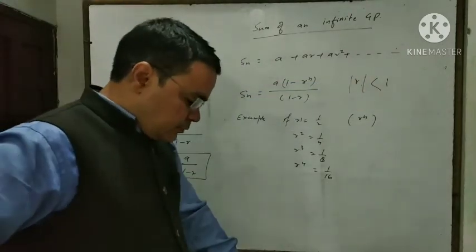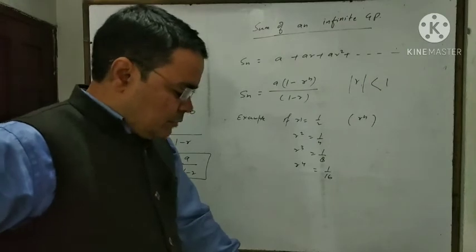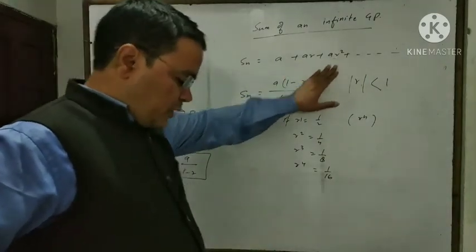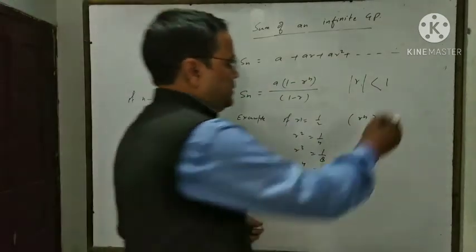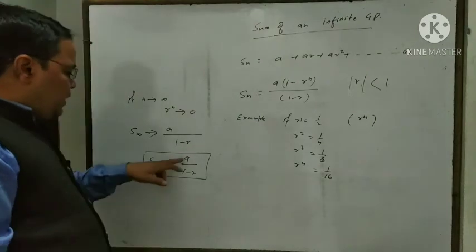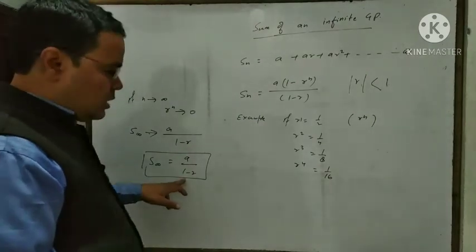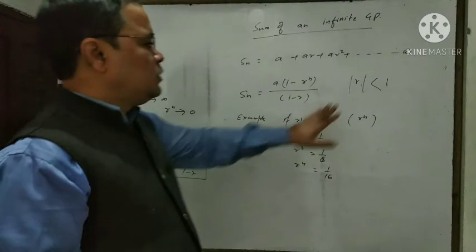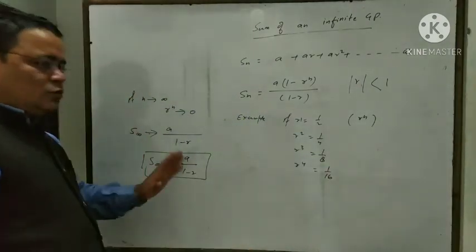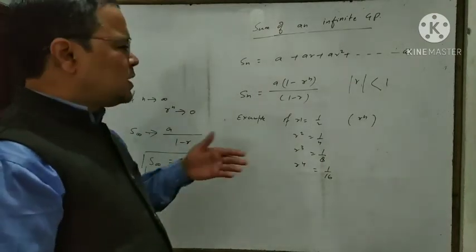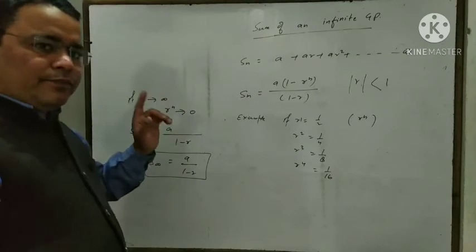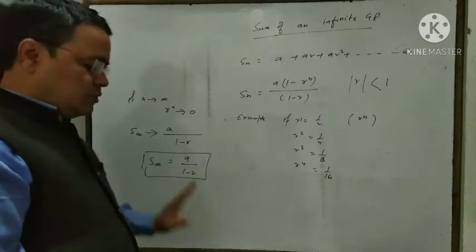Hence, the limiting sum of the geometric progression a, ar, ar squared, up to infinity is a upon 1 minus r, when, what is the condition? The value of r should be less than 1. Getting? The value of r should be less than 1. If the value of r is greater than 1, then no problem, but when the value of r is greater than 1, in that case its value will be different.